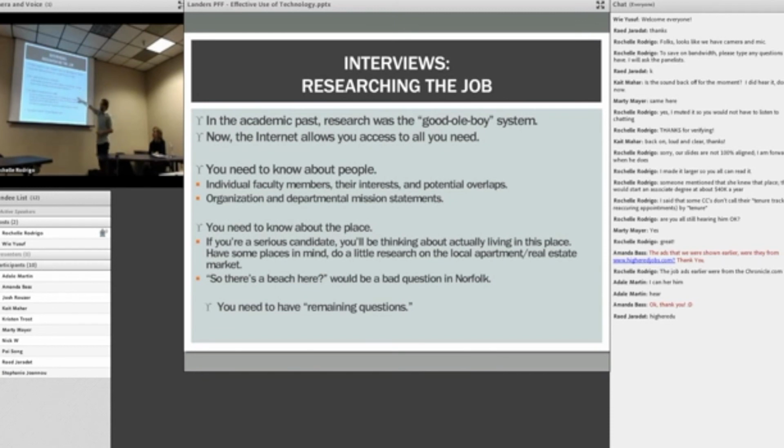You need to know about people. Who are the individual faculty members? What are their interests? And where are the overlaps? And where are the complements? Organizational and departmental mission statements. That's a new one for a lot of grad students.